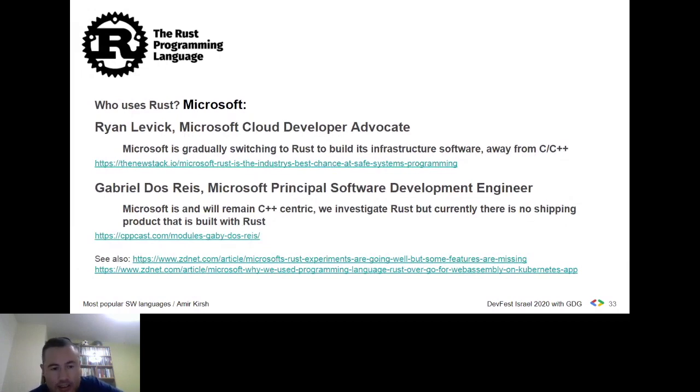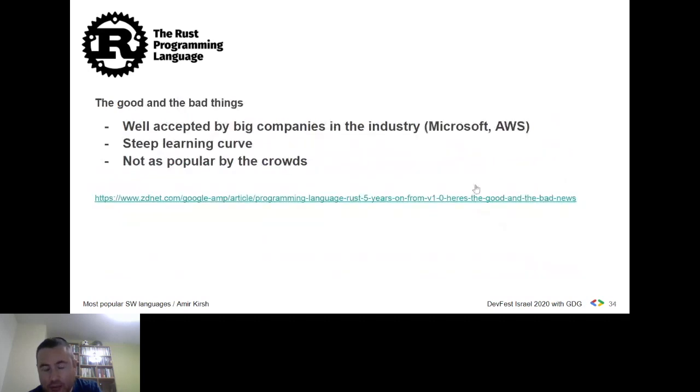Microsoft, for example, is considering Rust, and here are 2 quotes. One is saying, yes, we are going to Rust, and the other one from Microsoft is saying, no, we are remaining with C++. There are good things and bad things with Rust, and the main obstacle is the steep learning curve.